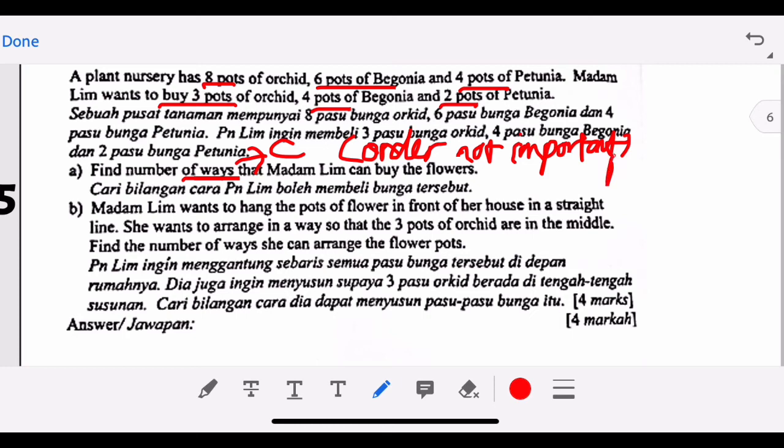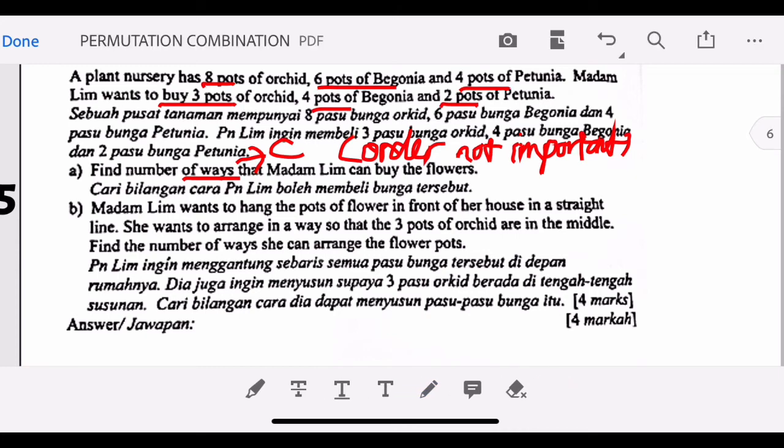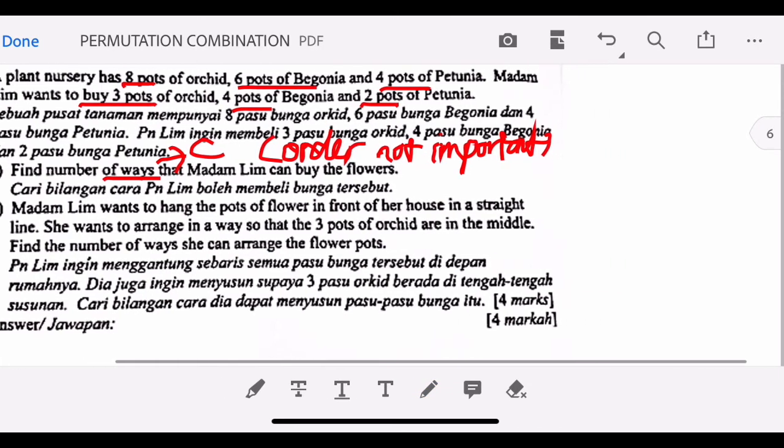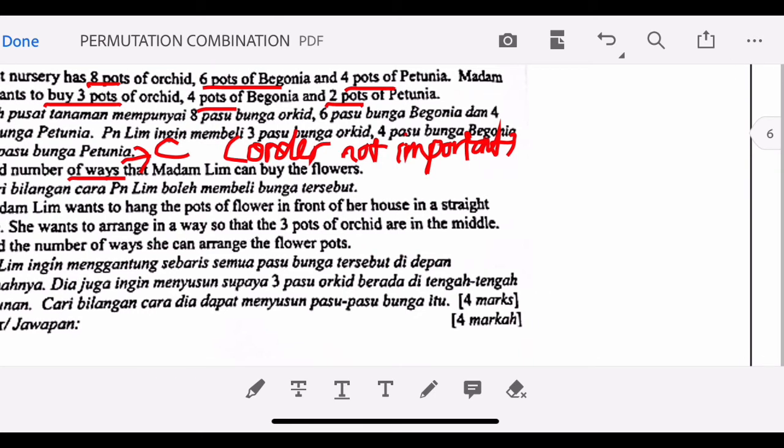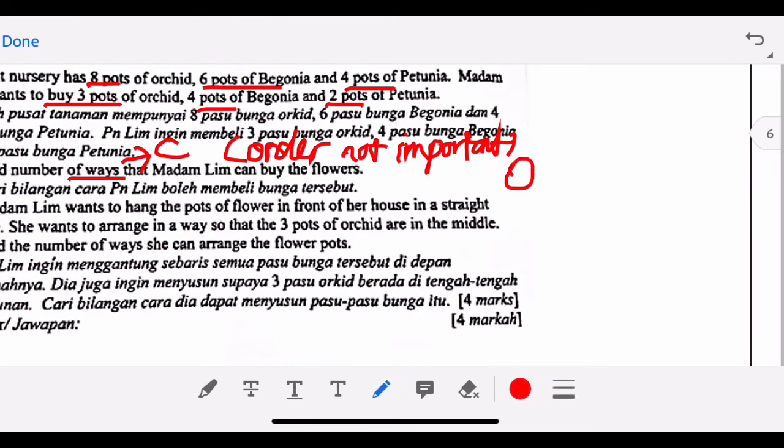We need to study the question out of the sample space. Madam Lim needs to choose how many? So let's go to the question and highlight. Now I'm going to show you how to do it. Let's study first before we do. We will have the orchid 8, right? Begonia we got 6, right? And petunia we have 4.